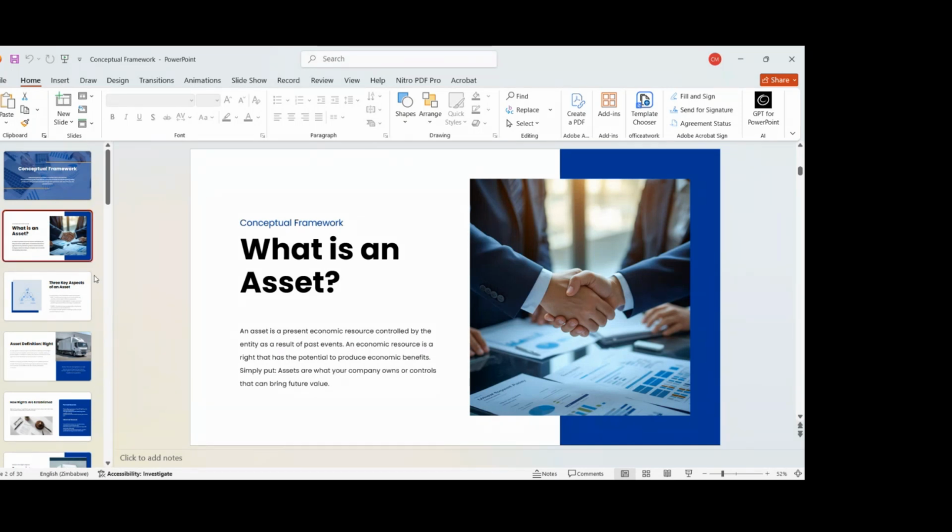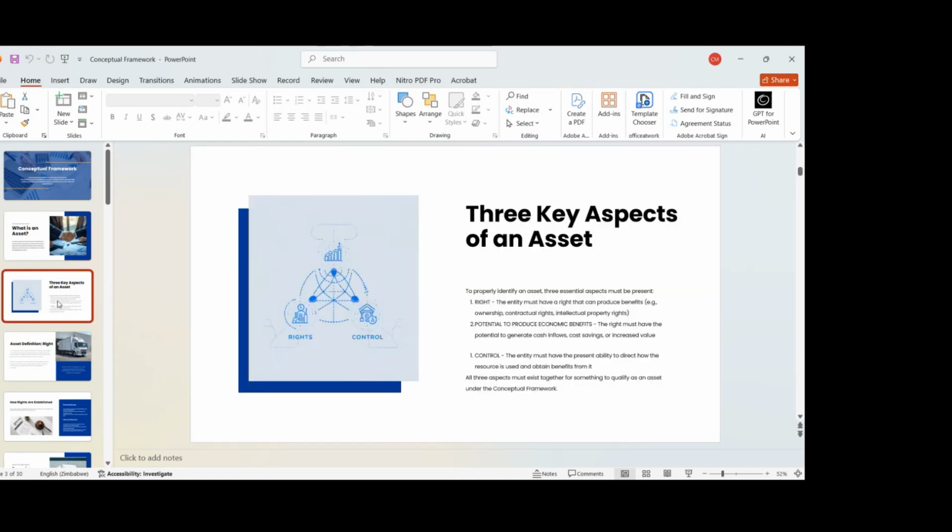An economic resource is a right which has the potential to produce economic benefit. Also, simply put, assets are what your company owns or controls that can bring future value. So that thing is going to bring future value in simple terms. Then there are three key aspects of an asset. To properly identify an asset, you need three essential aspects which must be present.